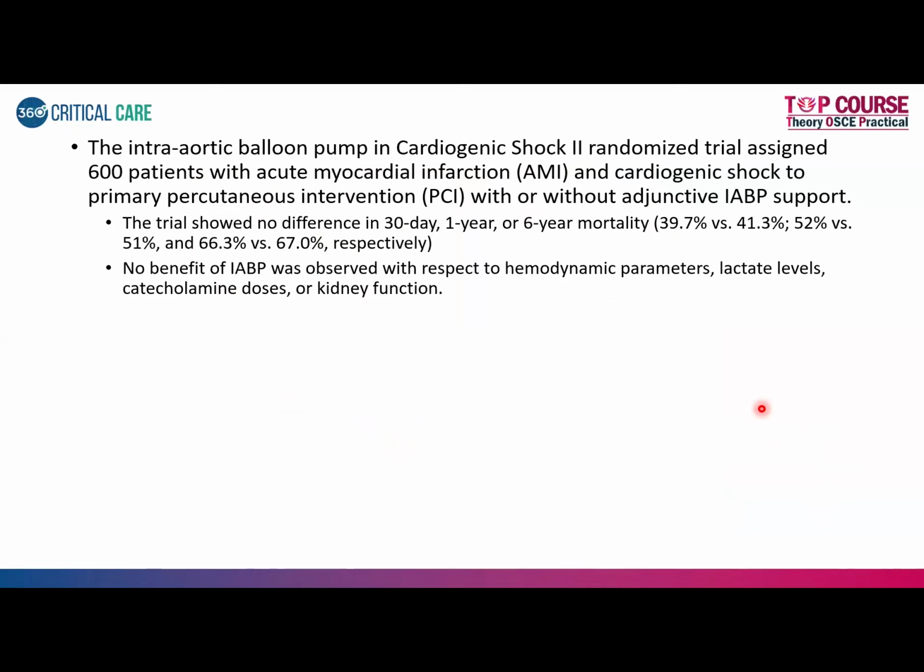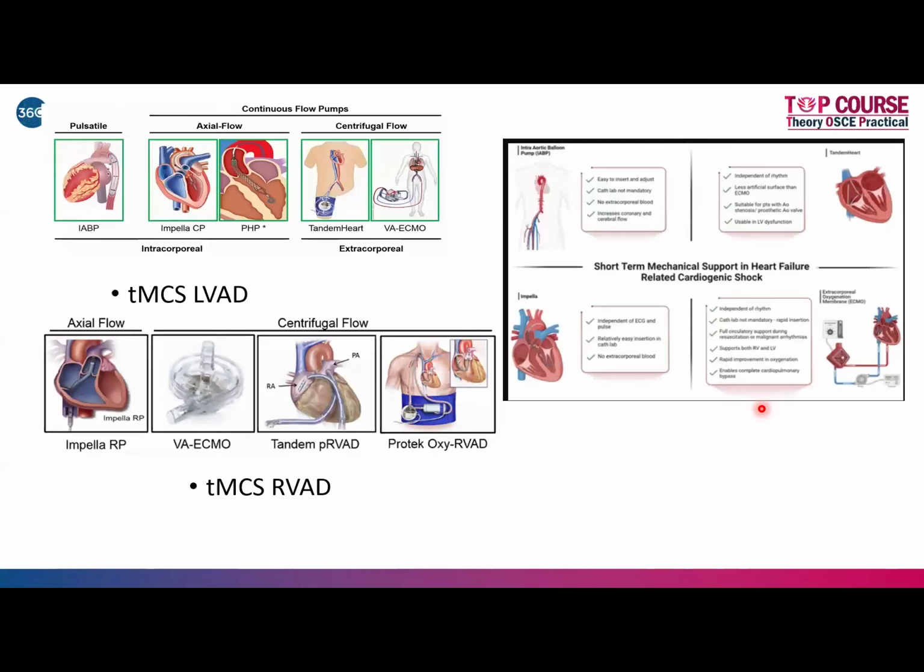In the IABP Shock 2 trial, there was no difference in the 30-day, 1 year, or 6 year mortality, and there was no benefit with respect to the hemodynamic parameters, lactate levels, catecholamine doses, or kidney function. So basically, for cardiogenic shock support, it is just an adjunct without any mortality benefit.